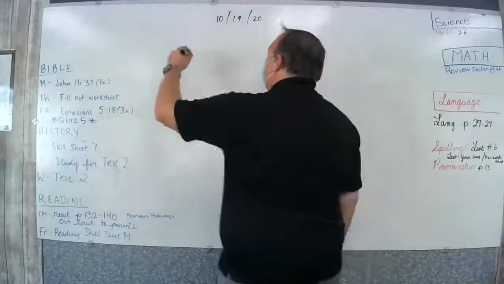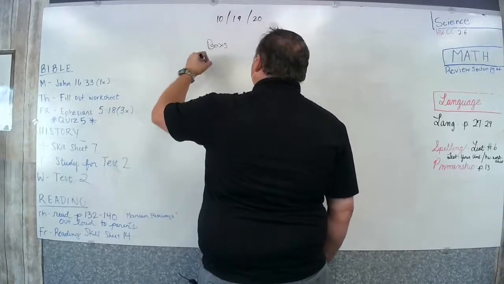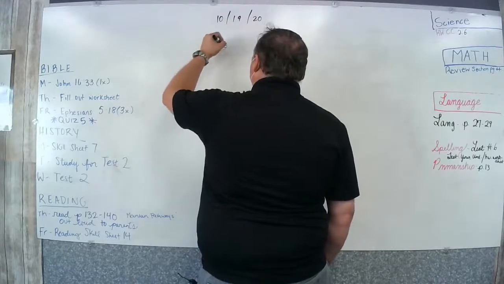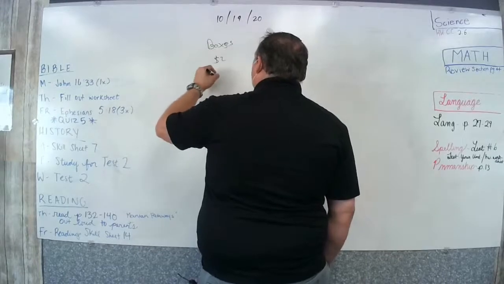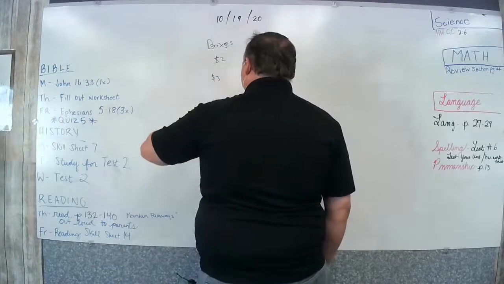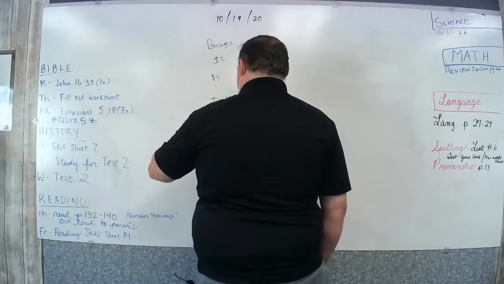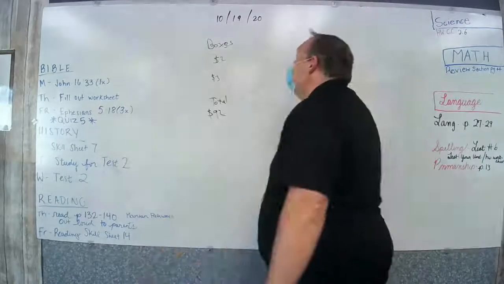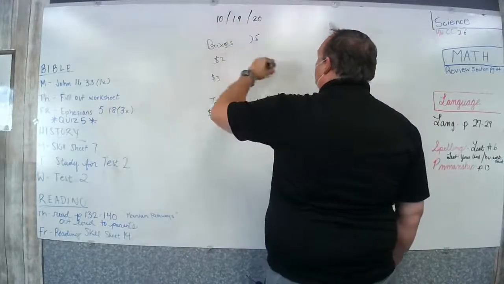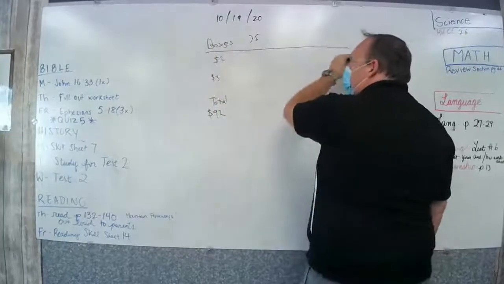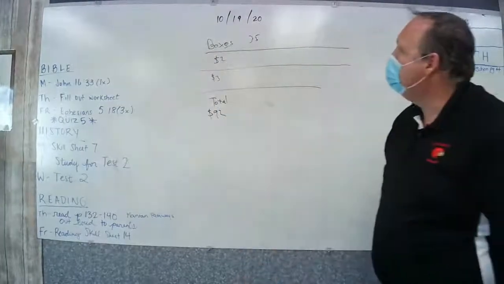Okay? So he sold 35 boxes total. So we're going to do boxes, we're going to do $2. We're going to do $3. And we're going to do total. And we need $92. Right? Okay? And he sold 35 boxes total, right? Okay.